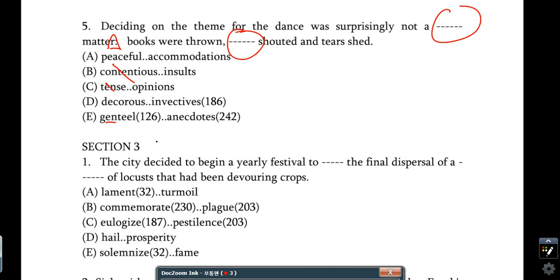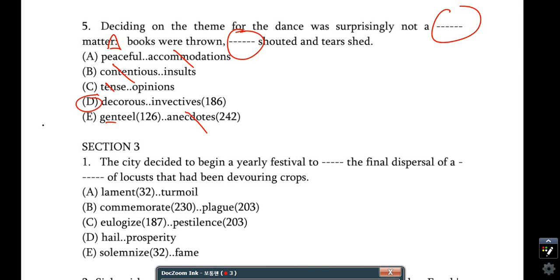So what would you shout? You would never shout accommodations because that's getting along with people. And you would never shout anecdotes, which are stories, which leaves us with D, decorous and invective. Invective is hateful things to say.